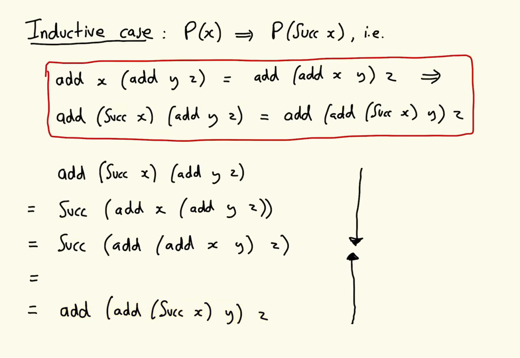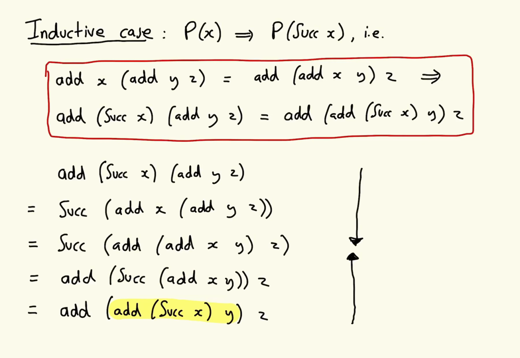We can simplify, because inside the brackets here, we're applying an addition to the successor of something. So we can simply apply the definition of addition. If we apply the definition of addition to move up here, what we would get is add of successor of add x, y, and then z. So all I've done is expand the definition for addition here, and I've got this part here.